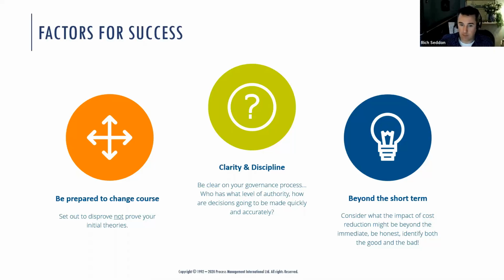So clarity and discipline, being clear on your governance process. Who has what level of authority and how a decision is going to be made quickly and accurately. Just exemplified that just now. By not doing this in isolation, by having a clear decision-making process where we understood the data on which we were making the decisions, helps a great deal to make the cost reductions in the right areas and make them effectively.